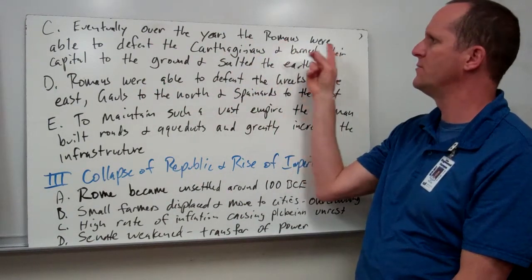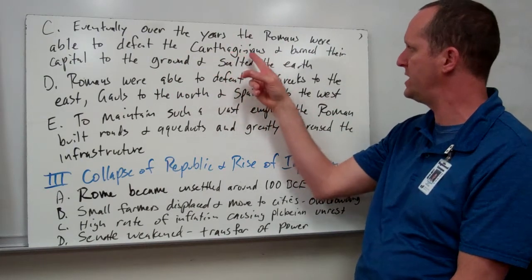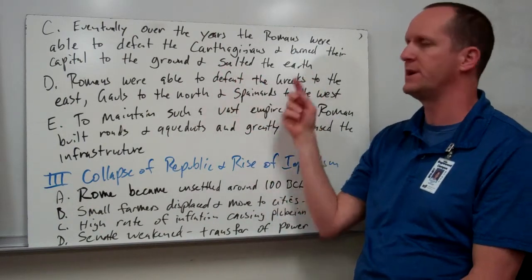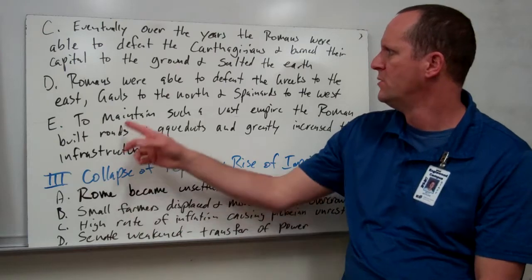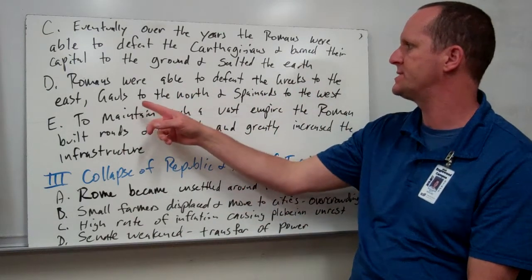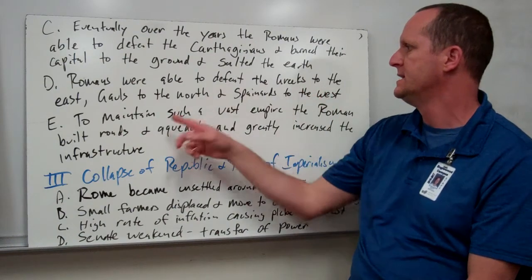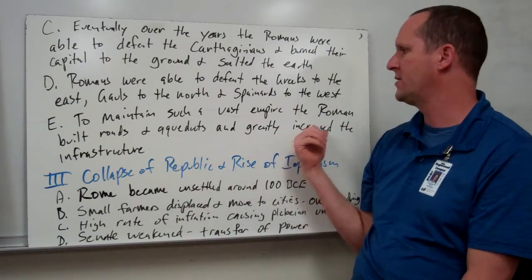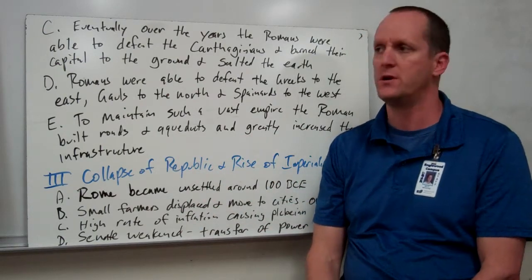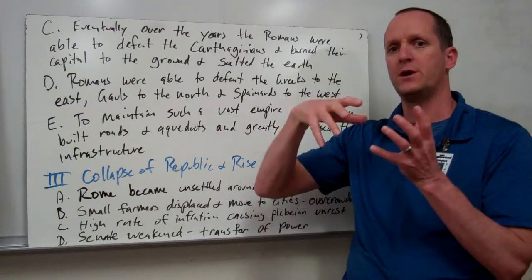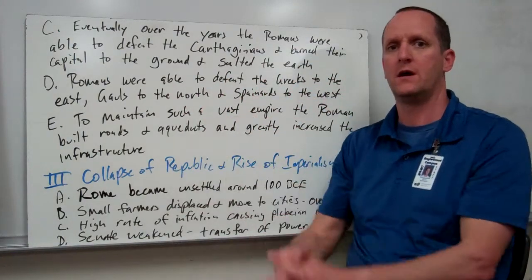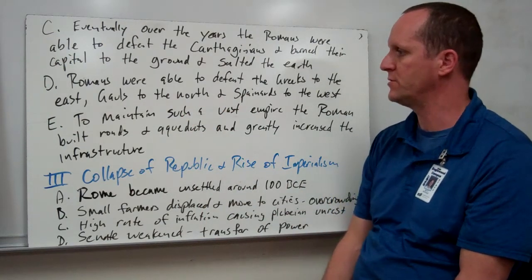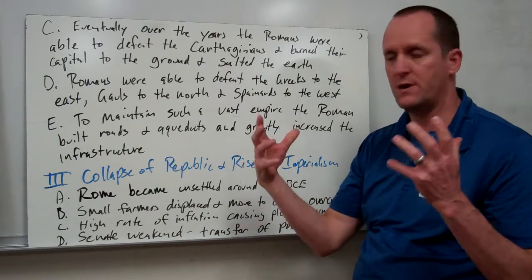Eventually, over the years, the Romans were able to defeat the Carthaginians and burn their capital to the ground, and then that wasn't enough. They had to put salt in the earth, so they couldn't grow any crops. Romans were able to defeat the Greeks to the east, the Gauls to the north, the Spaniards to the west. To maintain such a vast empire, the Romans built roads, aqueducts, and greatly increased their infrastructure. To be able to march an army from one end of the empire to the other, you had to have a very good infrastructure and be able to control your surroundings with the military.